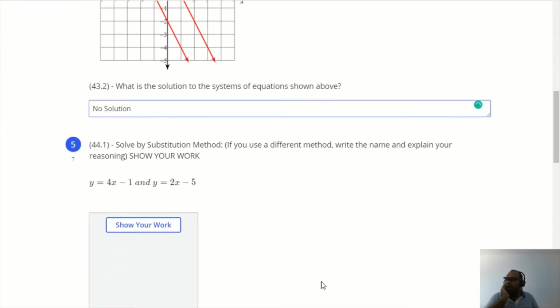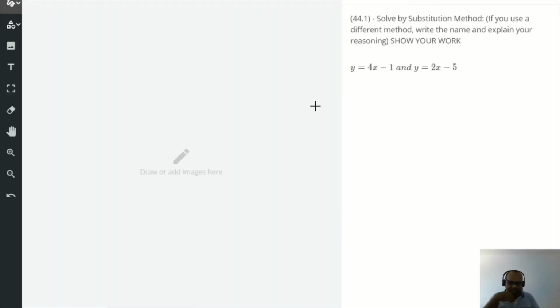And number 5, solve by substitution method. Let's understand this stuff over here. It is pretty simple how to solve it. The first one, you need to understand the steps here, guys. Step number 1: y equals 4x minus 1 and y equals 2x minus 5. Use my drawing table here. Let's write my equations: y equals 4x minus 1 and y equals 2x minus 5.